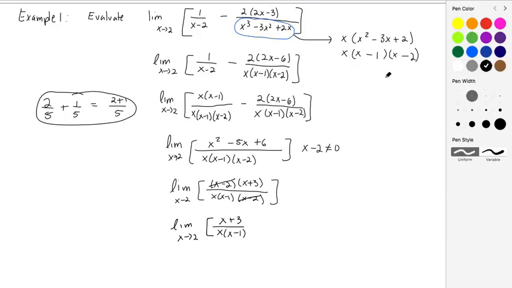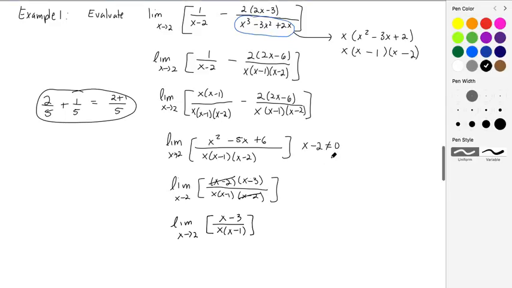Oh, and I'm sorry, right here I made a mistake of putting plus. That should be a minus. Right, because 2 times negative 2 times negative 3 is 6. So it should be a minus right here. Okay? And again, we know that x minus 2 cannot equal 0.